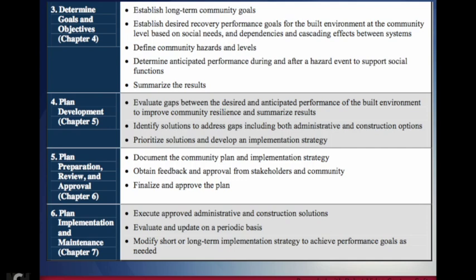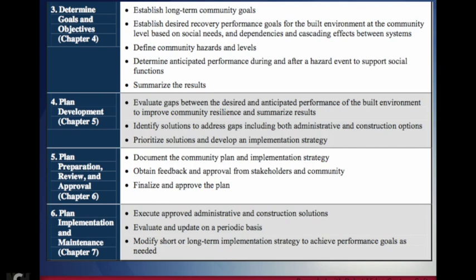In the plan development phase, we want to evaluate gaps between desired and anticipated performance of the built environment to improve community resilience and summarize the results. Then to identify solutions to address gaps, including both administrative and construction options, and then prioritizing solutions and developing an implementation strategy. Under the plan preparation, review, and approval, we need to document the community plan and implementation strategy, obtain feedback and approval from stakeholders and community, and to finalize and approve the plan.